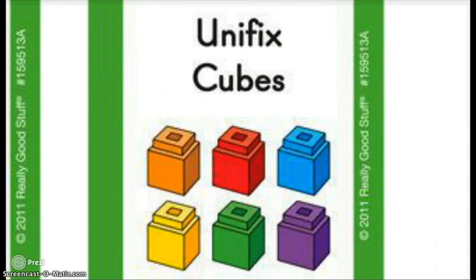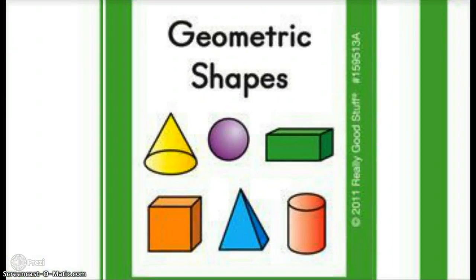Unifix cubes can again be used for teaching colors as well as patterning and sorting. They can be used for counting and teaching the concept of more than and less than. They can also help with the concept of number by helping children visualize the number as well as learn to compose and decompose numbers. Geometric shapes are used to teach the attributes of solid shapes as well as building, patterning, and sorting.